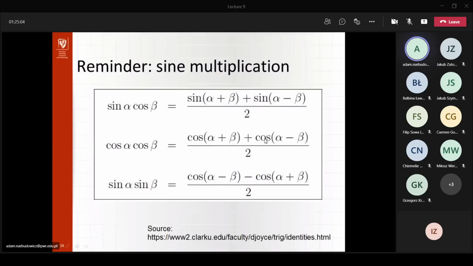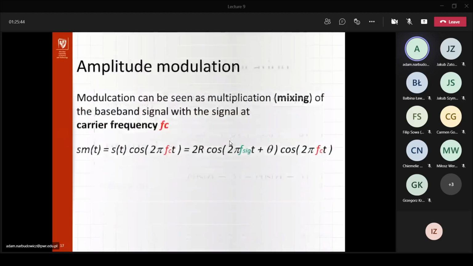And just as a reminder, how to multiply a sine function and a cosine function. When we have, like in this case, two cosine functions, their multiplication can be seen as the cosine of alpha plus beta plus the cosine of alpha minus beta, divided by 2. In our case, alpha and beta are the two frequencies. So you can see that we are actually creating a new signal with increased frequency corresponding to the sum of the two signals that enter the mixer.